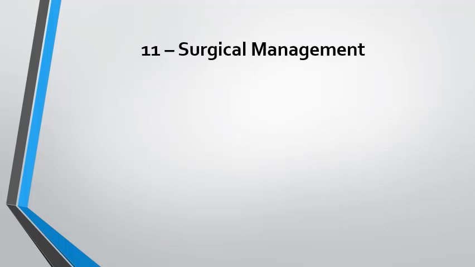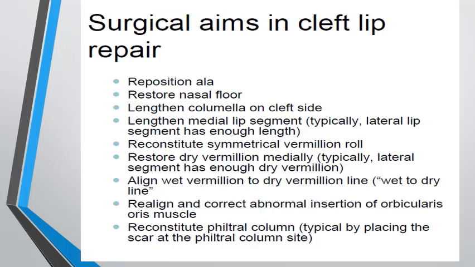The surgical management of cleft lip and palate includes many types of operations, but as an undergraduate student you need only to know one operation for each type of surgery. Let's start with the cleft lip repair. The aim in repairing the cleft lip is to reposition the ala of the nose, restore the floor of the nose, lengthen the columella, restore the continuity of the orbicularis oris muscle, and reconstitute the philtral column.